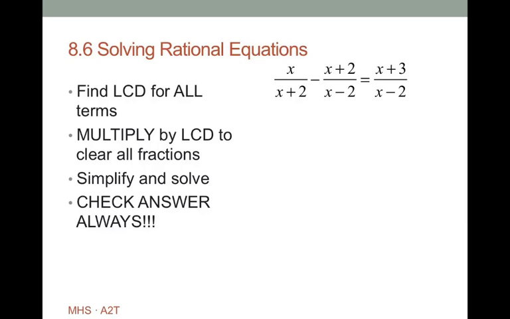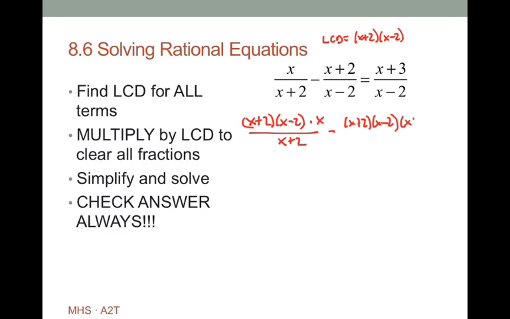So in this case, the least common denominator is going to be x plus 2 times x minus 2. So let's go ahead and multiply each of our terms by x plus 2 times x minus 2. When we do that, we're going to get x plus 2 times x minus 2 times x over x plus 2, minus x plus 2 times x minus 2 times x plus 2 all over x minus 2. And then lastly, I'm going to get x plus 3 times x minus 2 times x plus 2 all over x minus 2.